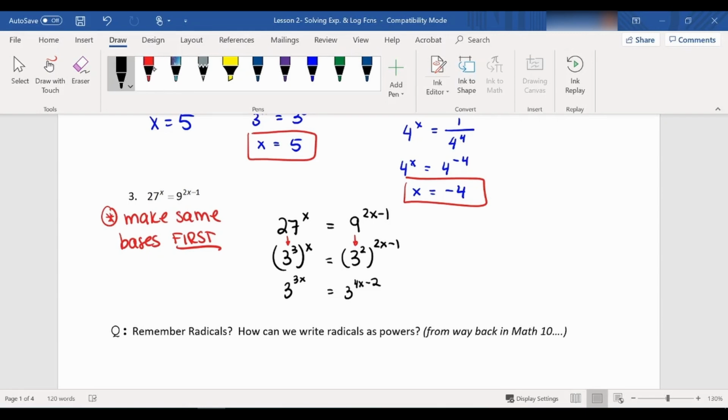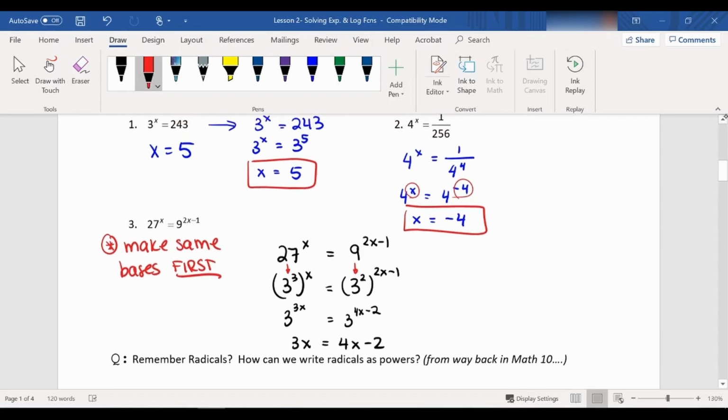And that means that if I have the same base, my exponents must be equal. Okay, so this must mean that 3x equals 4x minus 2. The same way here my exponents were equal, and the same way here my exponents were equal. The same thing happens. Yes, I don't have just an x on one side, but my exponents still must be equal. Once I have that, I can solve this. I get 0 equals x minus 2, so x is equal to 2.